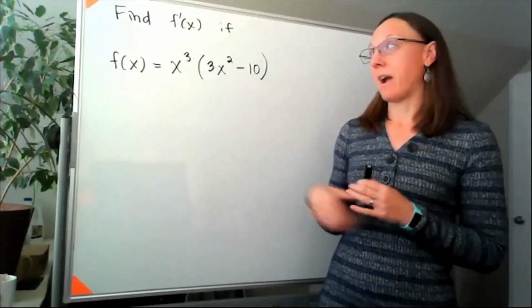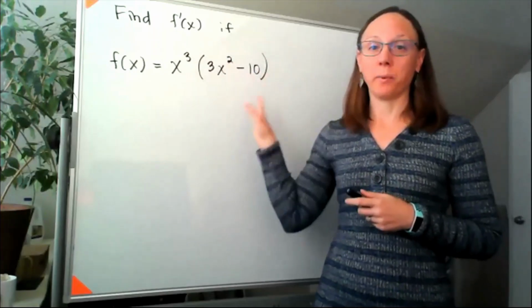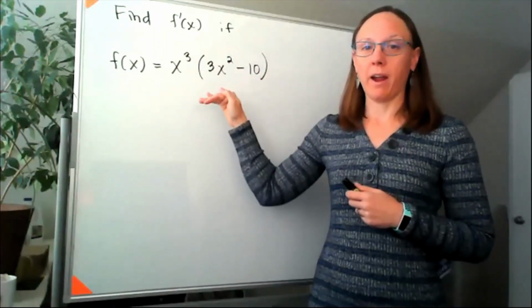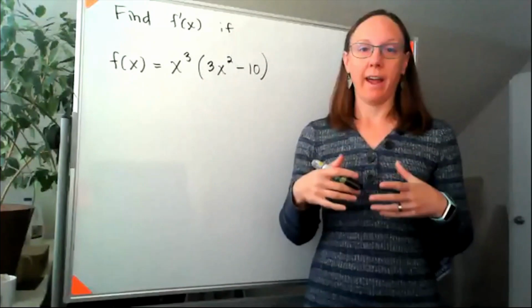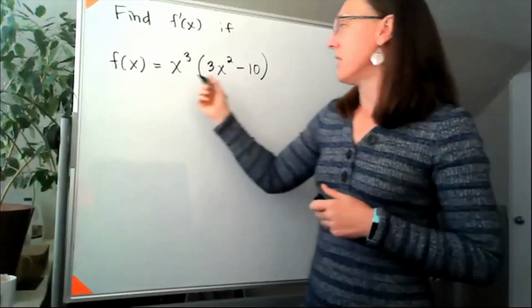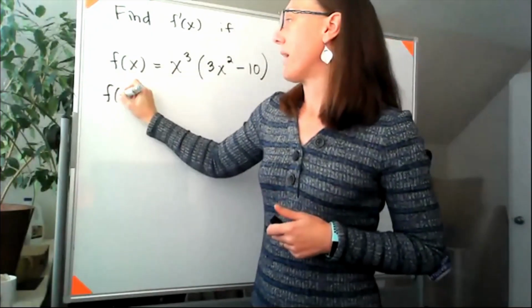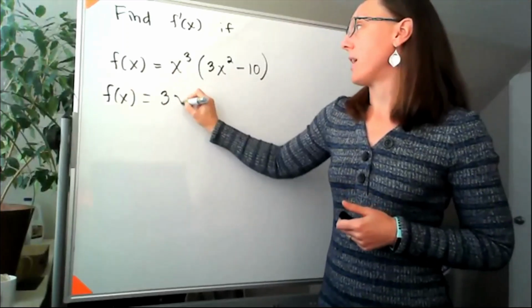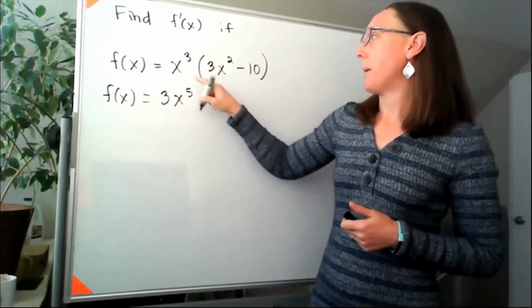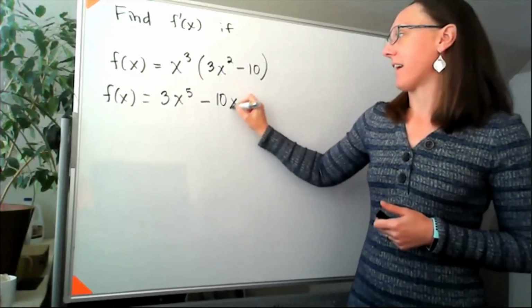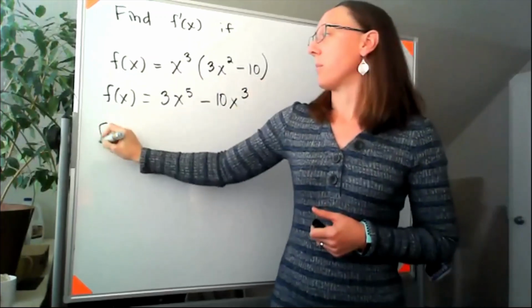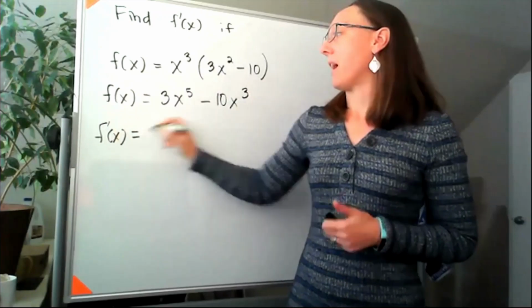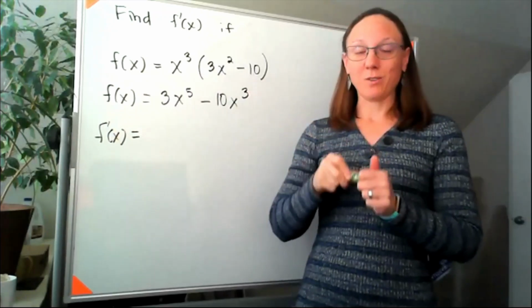I'm going to choose the route of multiplying this out, distributing it out first to rewrite it and then apply our derivative rules. So I'm going to rewrite this, distributing the x cubed in to get 3x to the 5th minus 10x cubed. Then I'm going to take the derivative, and we're using that shortcut.